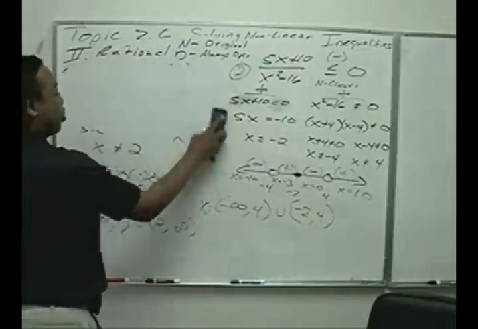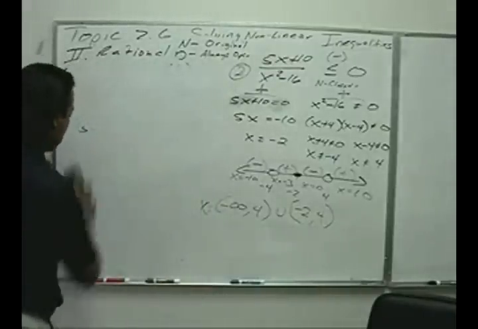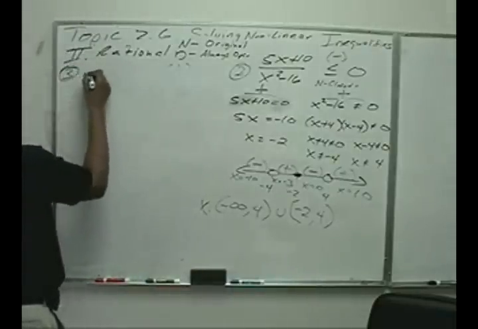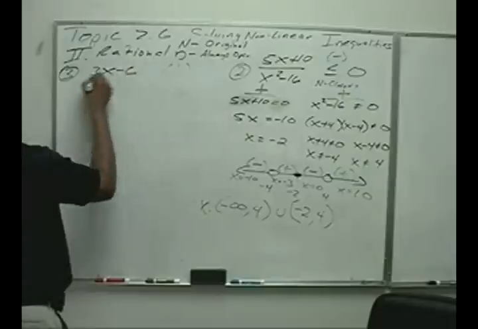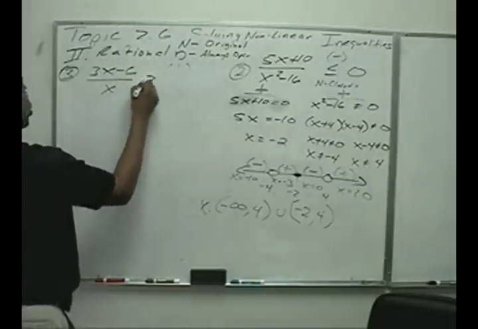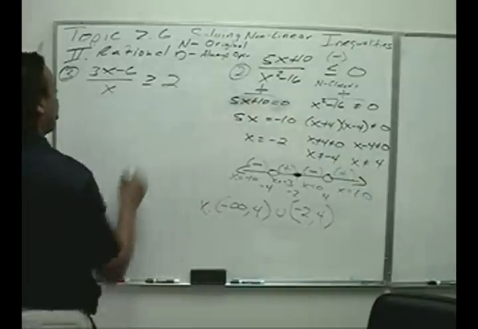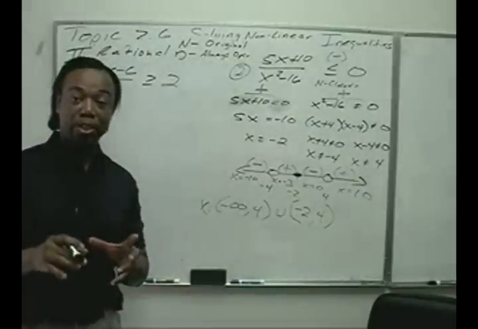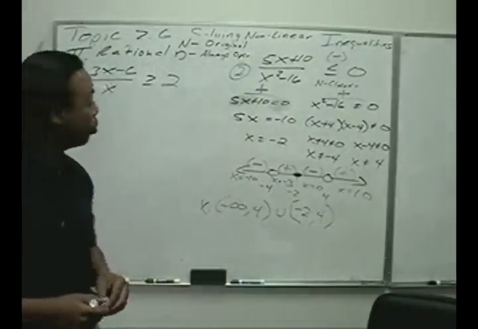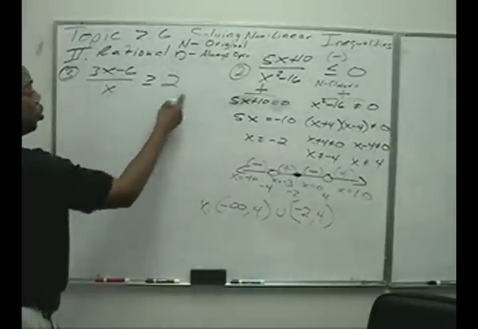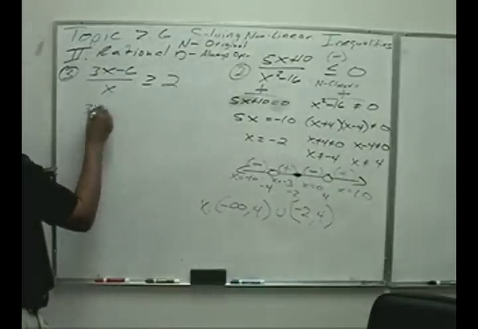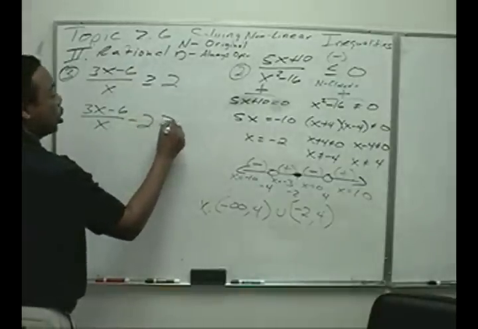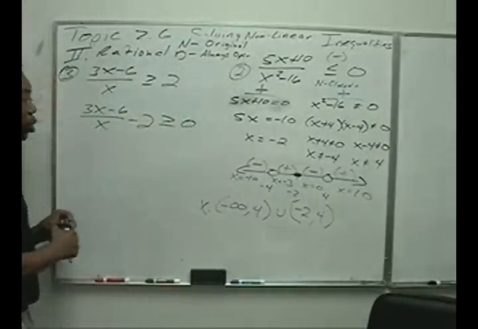Okay. Number 3, we have 3x minus 6 all over x is greater than or equal to 2. You notice that this is not set against 0, so we're going to have to fix that and make sure that it is set against 0. The way we do that, we're going to pull the 2 to the other side, so we'll have 3x minus 6 all over x minus 2 greater than or equal to 0, and now it's set against 0.